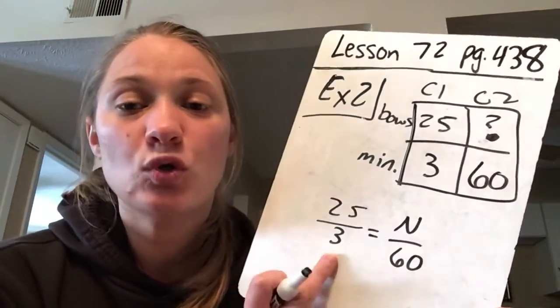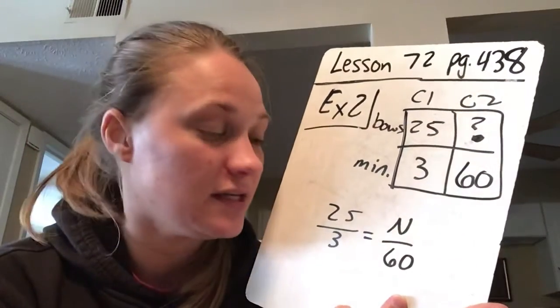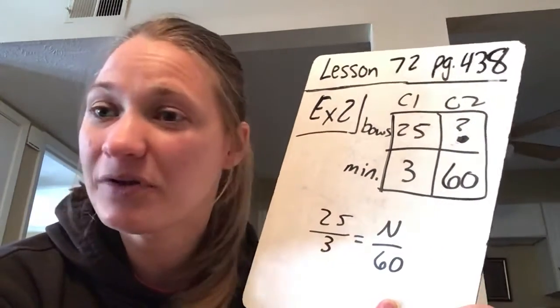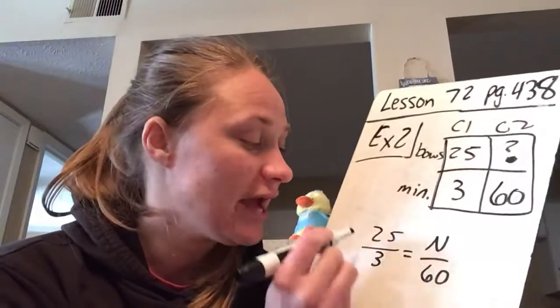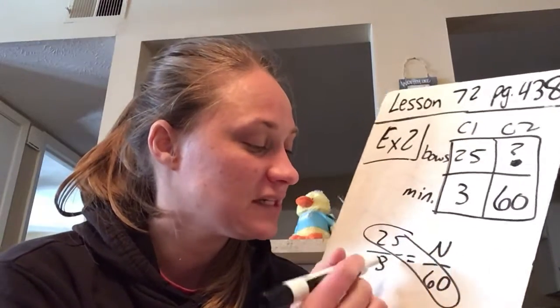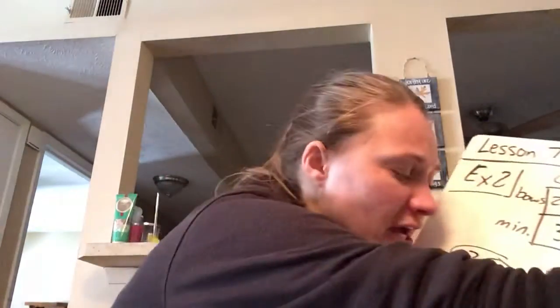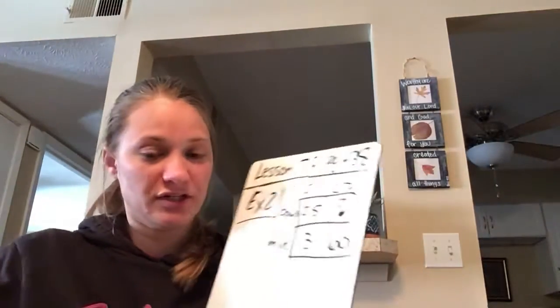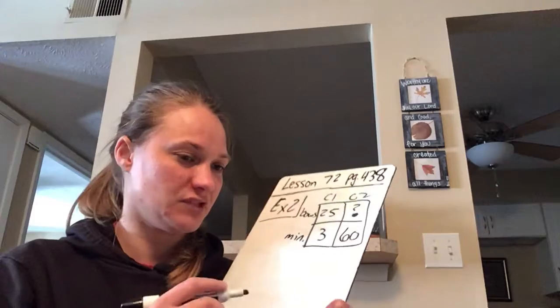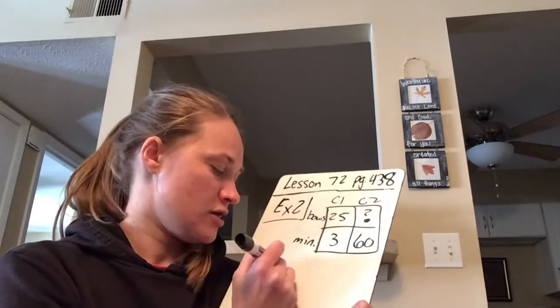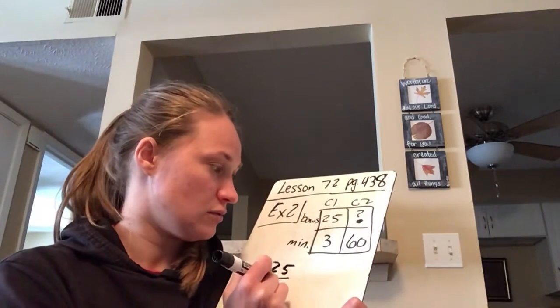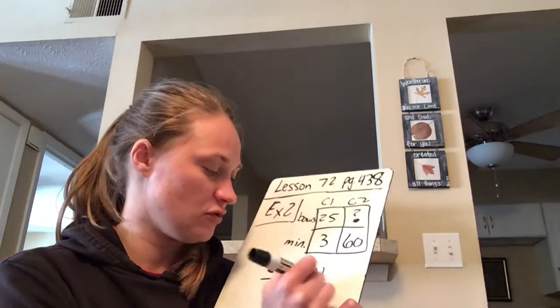Now some of you are like, oh, 3 goes into 60. It does. That would be a simple way to solve this. You can absolutely take 25 times 60 and divide it by 3. No problem. You do that, you will get the right answer. Some of you are like, oh, I already looked in the book anyway. Oh well, 25 over 3 equals n over 60.